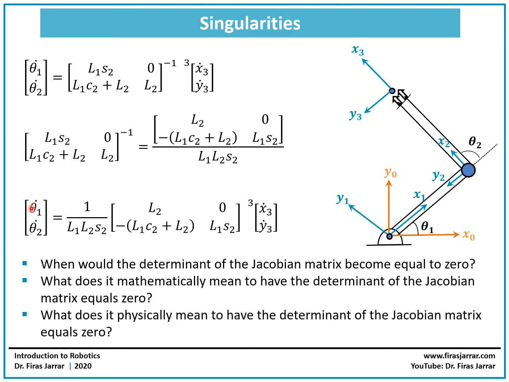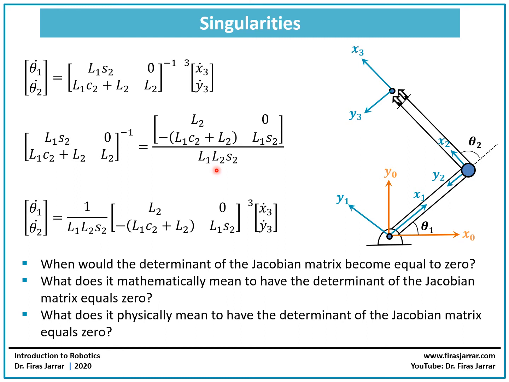So we have the joint rates as a function of the linear velocities. Now we need to answer a couple of questions. The first question is: when would the determinant of the Jacobian matrix become equal to 0? It would become equal to 0 whenever sine theta 2 is equal to 0, because L1 and L2 are constants. These are the lengths of the robotic arm, L1 and L2.